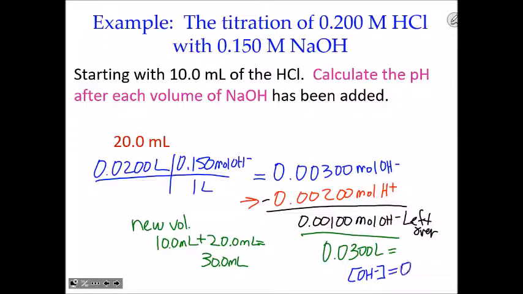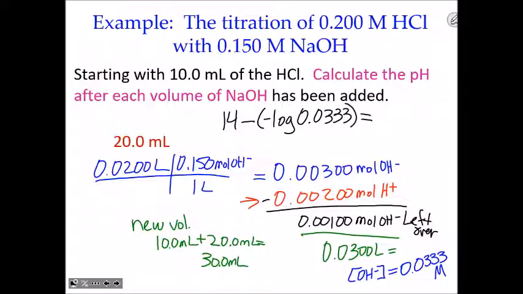Which ends up being 0.0333? Yeah. All right, good. Now, we're still not done, because what do we ultimately want? pH. So, 14 minus the negative log of 0.0333. This will give us our pH. So, what is the pH at this point? 12.523.